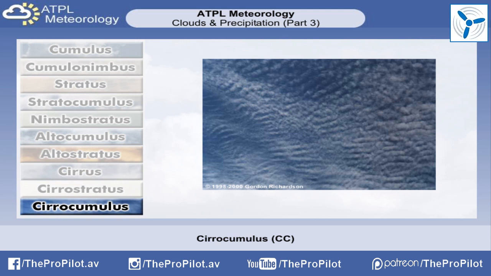Cirrocumulus is quite a rare cloud. It is generally found between 20,000 and 30,000 feet and is comprised of ice crystals. There is little or no icing or turbulence associated with it, and visibility in the cloud is quite good, in excess of 1,000 metres.